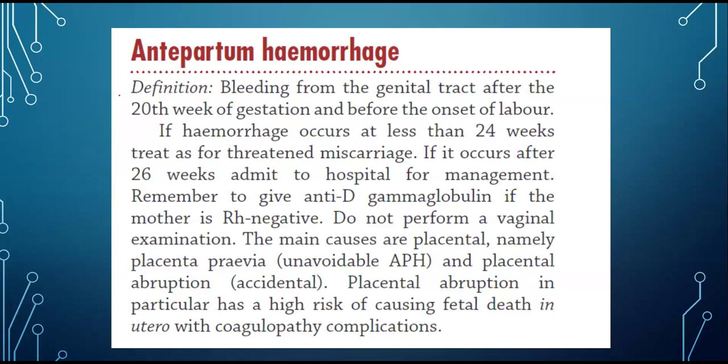The definition of antepartum hemorrhage is bleeding from the genital tract after the 20th week of gestation and before the onset of labor. If there is bleeding during delivery and after delivery, that's postpartum hemorrhage. Okay. So from the 20th week of pregnancy up to labor, if during this time a patient has per vaginal bleeding, that's antepartum hemorrhage. We say that if hemorrhage occurs at less than 24 weeks, then it is called miscarriage.